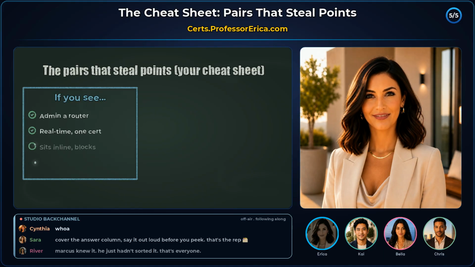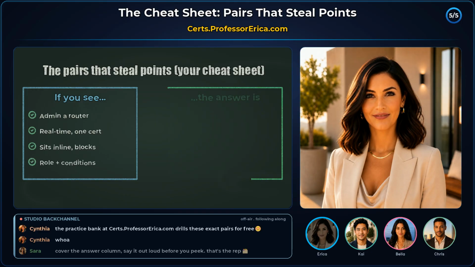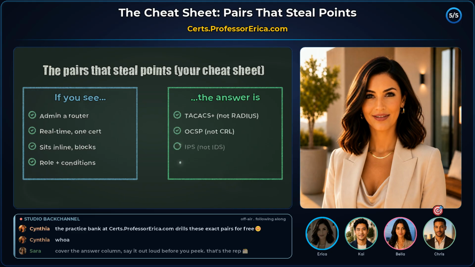Which is the real lesson of this entire episode, and it is worth saying plainly. The fix is to sort, then drill the confusable pairs. The acronyms are not hard. Telling the lookalikes apart is the hard part, and that is a skill you build by sorting and drilling, not by rereading the list a 10th time.